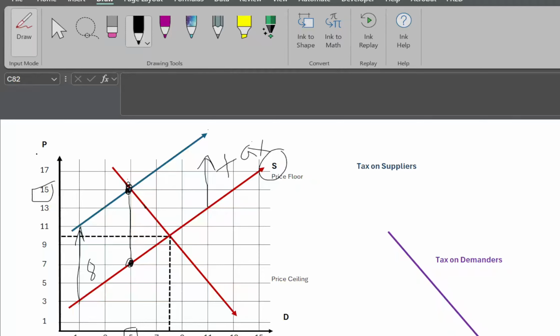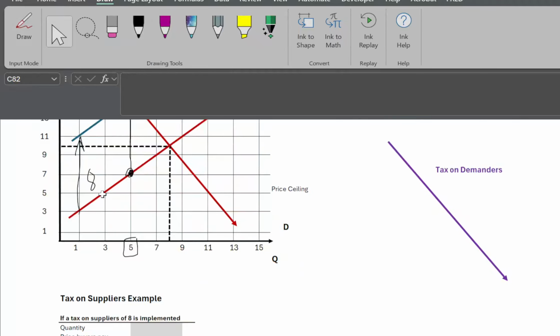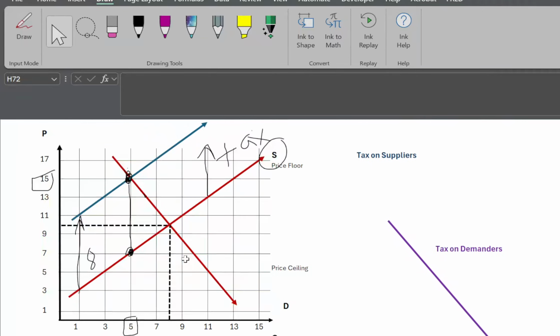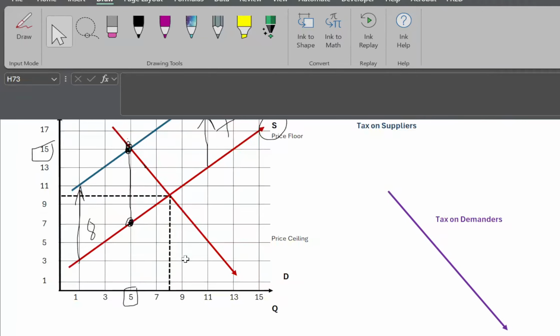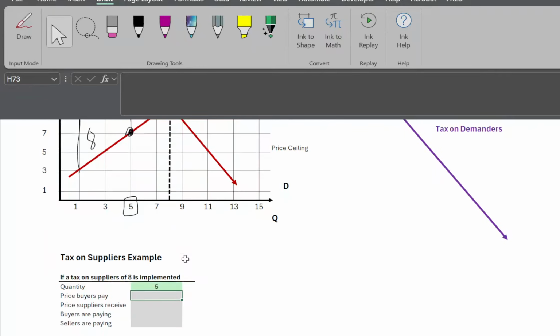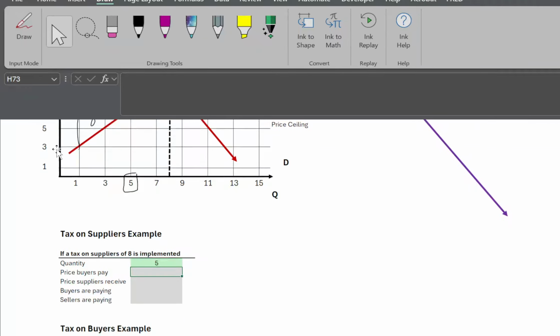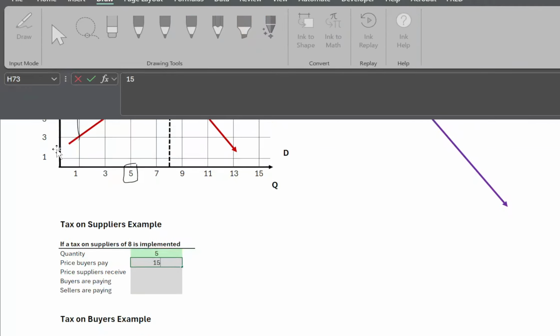So let's plug some numbers in so we can make sense of it. So the quantity produced at that tax is going to be 5 units. The price that buyers are paying for this is going to be the 15. So they're going to be paying 15.